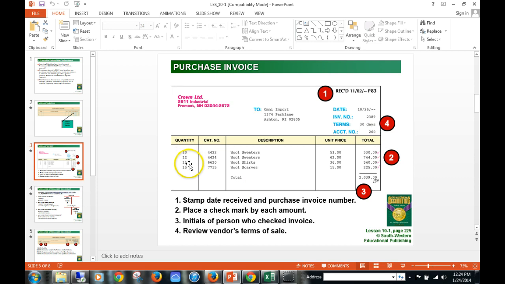So you can see we bought 10, 12, 15, 15. This is the inventory number. This might be large wool sweaters, where this one might be extra large wool sweaters. So we're buying some inventory here. It gives a description of the inventory. Here's what the unit price is, and this is what each one costs. So one wool sweater is $53.